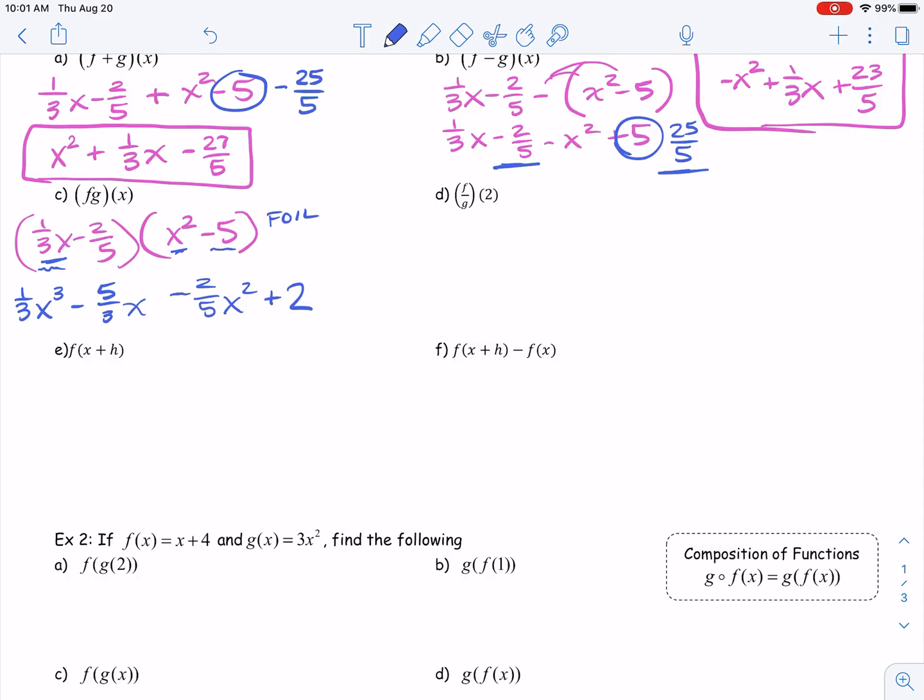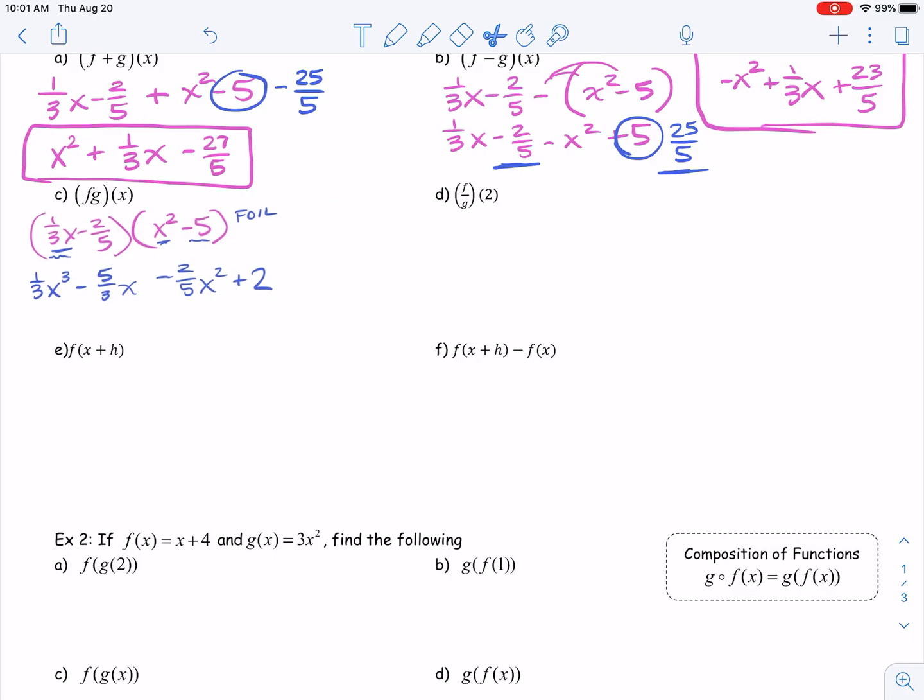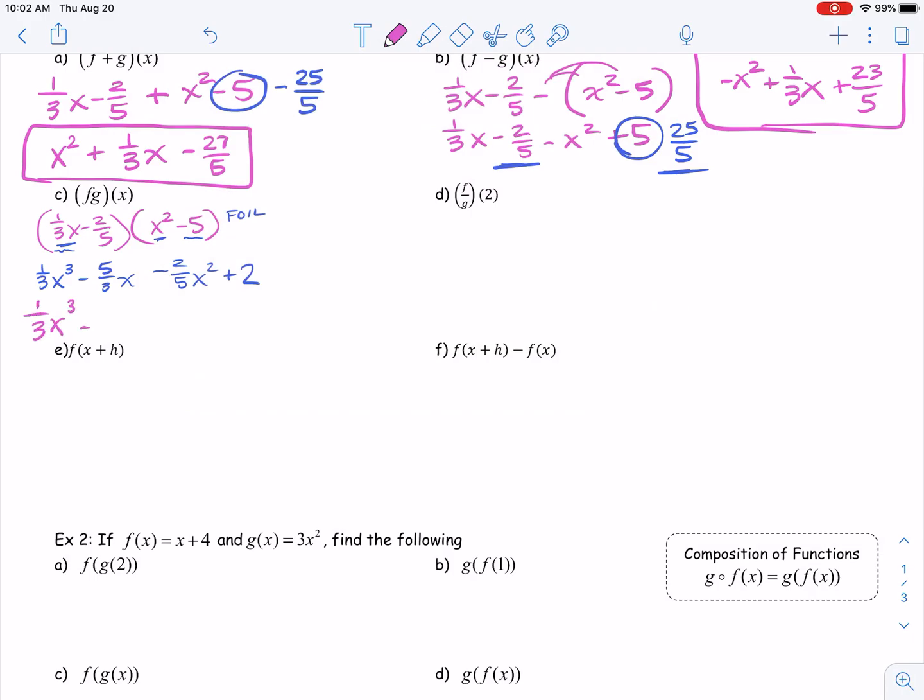At this point, I want to make sure that I cannot combine any like terms, and I can't because I do not have any like terms. This is your final answer, and it's okay to leave it like this. However, I would really like for you to get in the habit of writing that in descending order. So I'm going to make this a little bit smaller, and I'm just going to rewrite it so that it's in descending order by exponent. So that would be 1/3 x cubed minus the 2/5 x squared minus the 5/3 x plus 2, final answer.